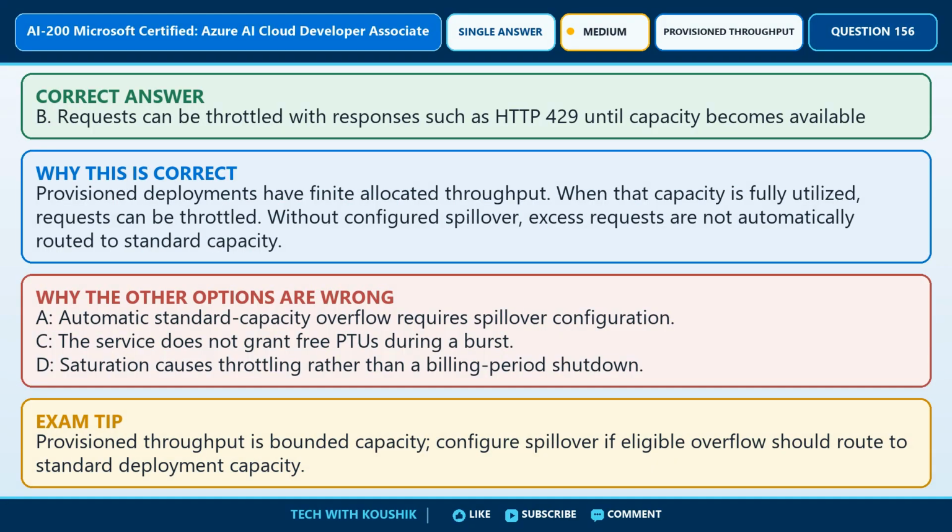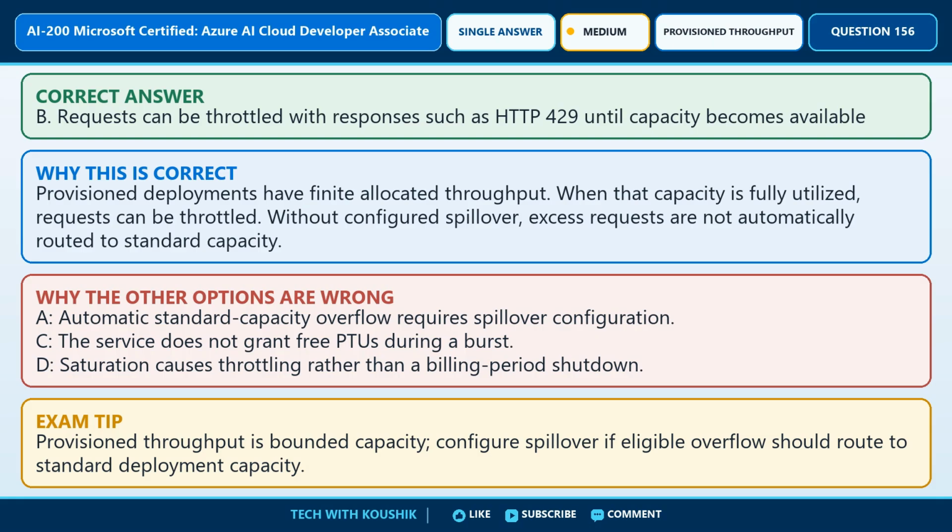The option that satisfies the complete requirement is option B. Requests can be throttled with responses such as HTTP 429 until capacity becomes available. The key clue points here because provision deployments have finite allocated throughput. When that capacity is fully utilized, requests can be throttled. Without configured spillover, excess requests are not automatically routed to standard capacity.